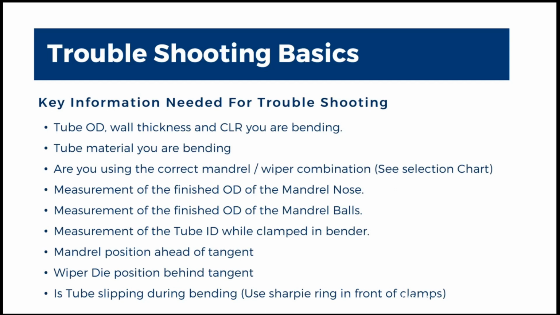And note if the tube is slipping during bending, and you can use a Sharpie ring in front of the clamps as a process to validate that. If you put the ring in front of the clamps and then bend the tube and you no longer see the ring, then you are slipping, but if you still see the ring, then you know you have no slippage.